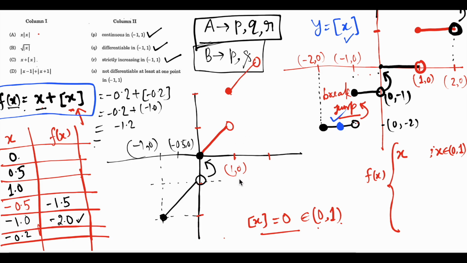And you can see a jump there, and the jump says that the function is not going to be differentiable between minus 1 and 1. And you can clearly see a discontinuity, there is a break, the function is not continuous, the function is not differentiable at point 0.